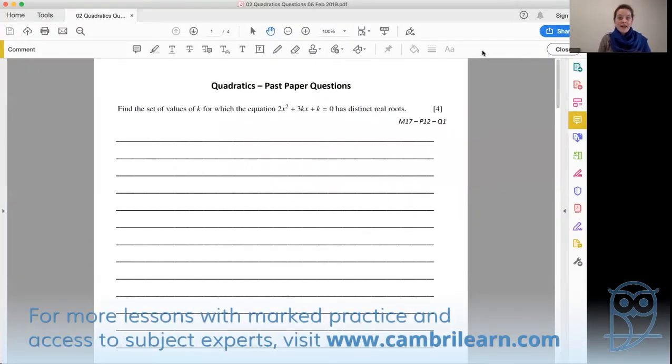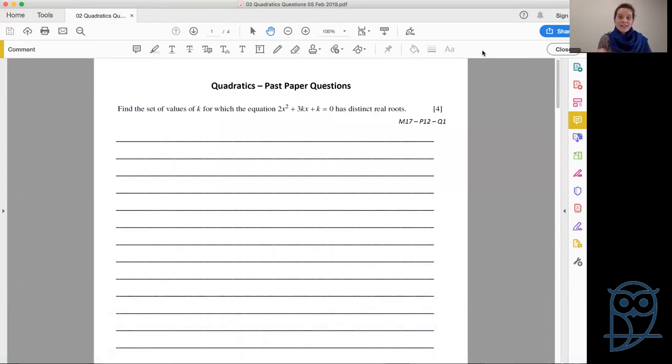So we have quadratics past paper questions, and this is a selection of a few questions that will demonstrate some of those key things that we talked about last week. So our first one: find the set of values of k for which the equation 2x squared plus 3kx plus k equals 0 has distinct real roots.